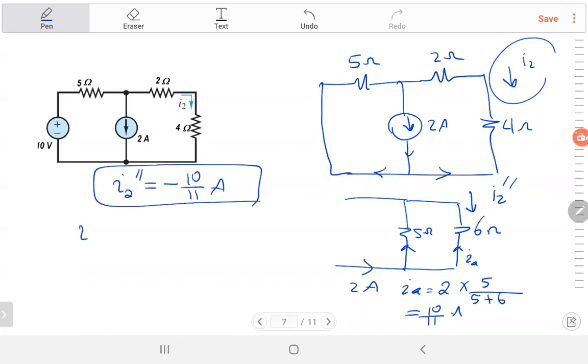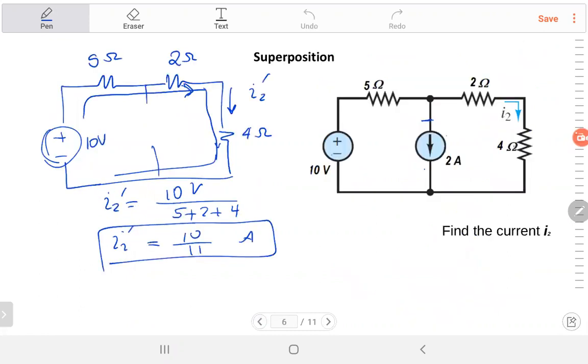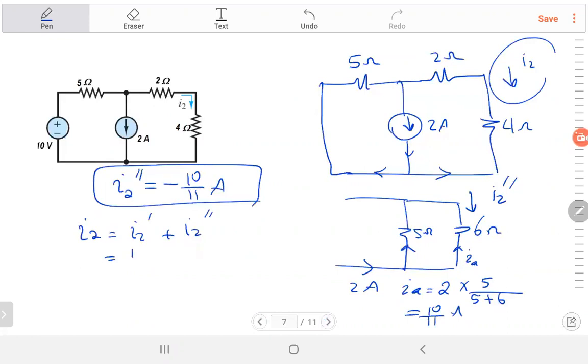So the total current I2 is equal to I2 dash plus I2 double dash. I2 dash is the one due to the voltage source, and we got it equal to 10 over 11, right? But 10 over 11, and this one I told minus 10 over 11, so it's equal to 0. So the current is equal to 0 on this resistance. No current.